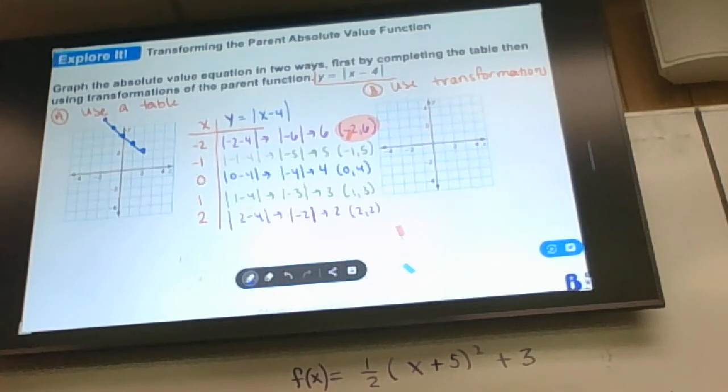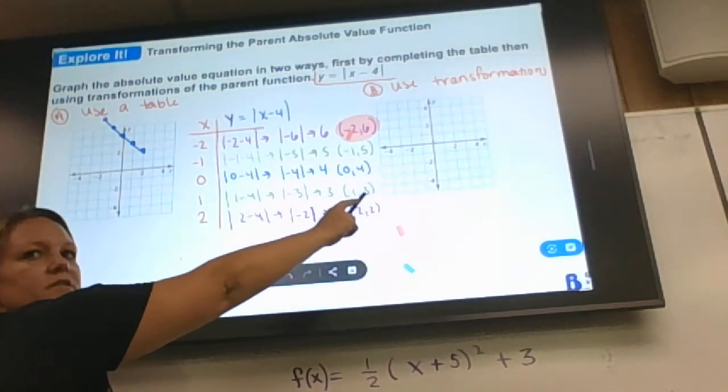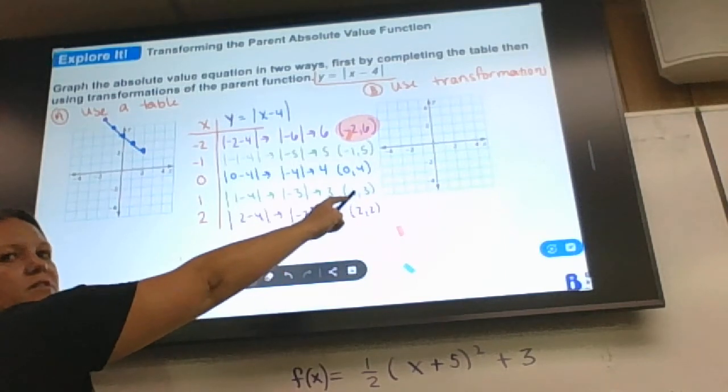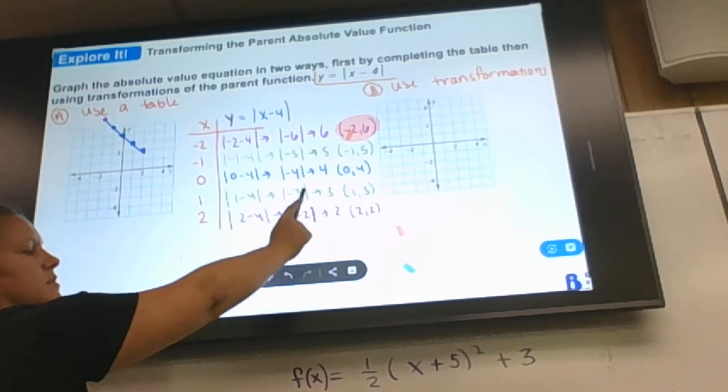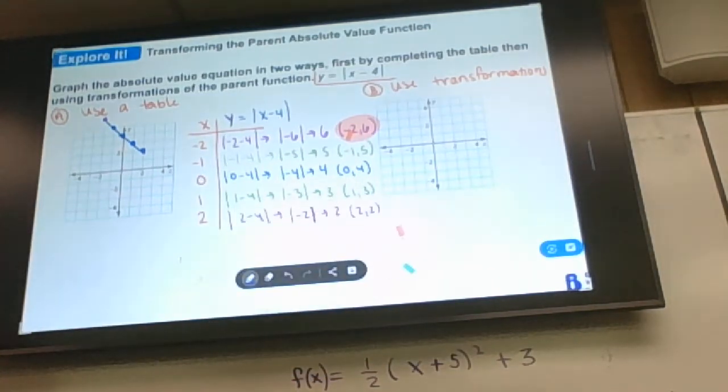It's 1, 3. No, that's okay. 1 minus 4. You got a 5? It's right. Thanks for asking that. Sometimes it's not. You're saying this number should be a 5? Is that what you're saying? It's okay. Look at it. 1 take away 4, negative 3. Okay. Who else has a question?